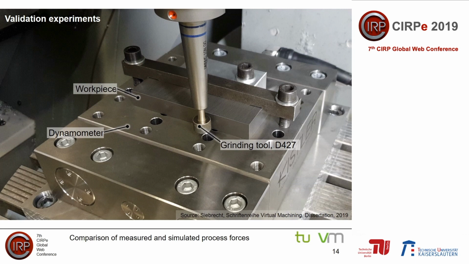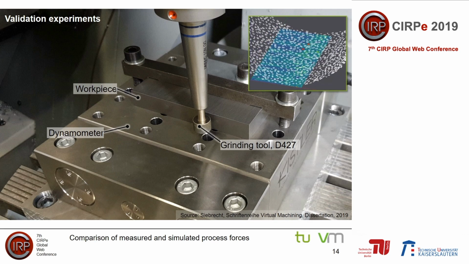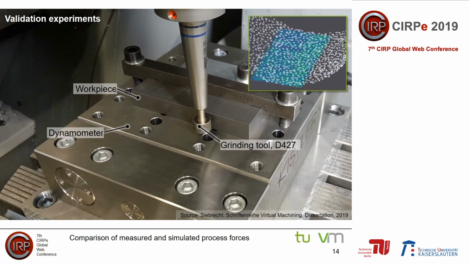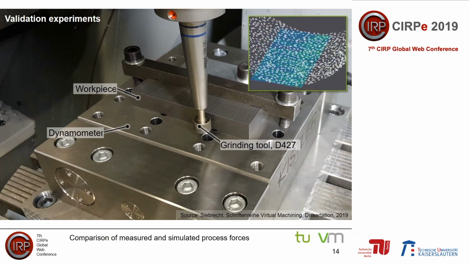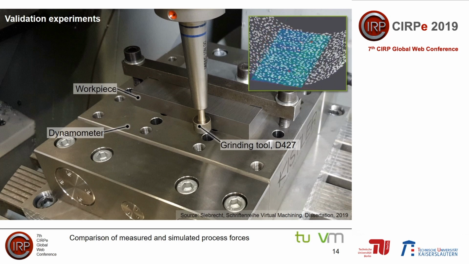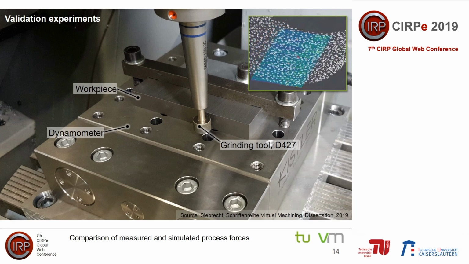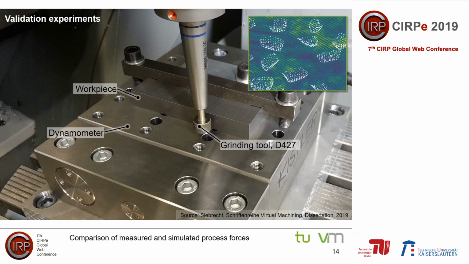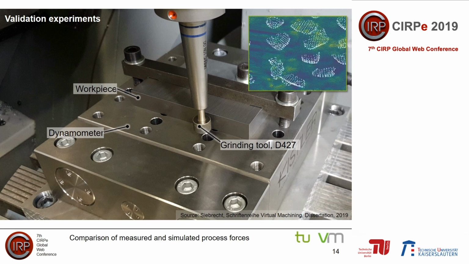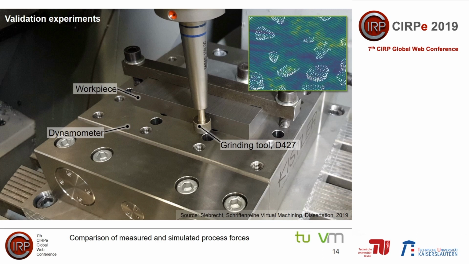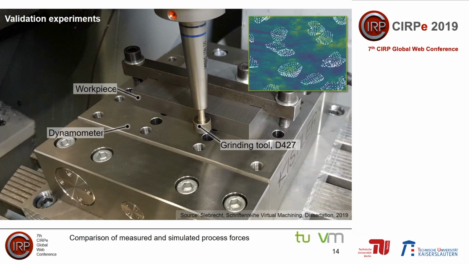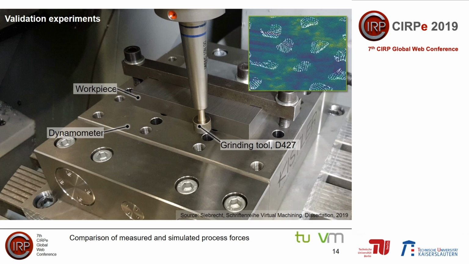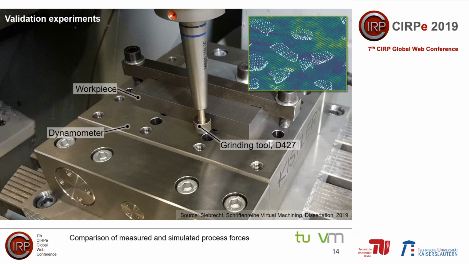To conclude my presentation, I would like to show some validation experiments, which we analyze using the presented simulation system as well as the process force coefficients predicted by the numerical model. A grinding tool with D427 grains and a diameter of 15 mm was used for this purpose with a cutting velocity of 10 meters per second and a feed velocity of 800 mm per minute. The radial depth of cut was 15 micrometers and the axial depth of cut was 4 millimeters.